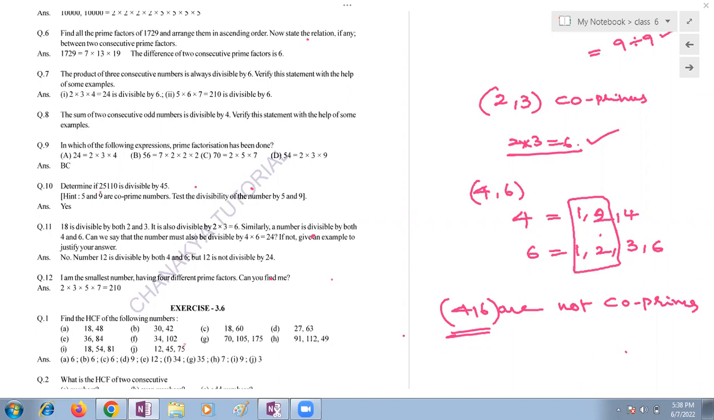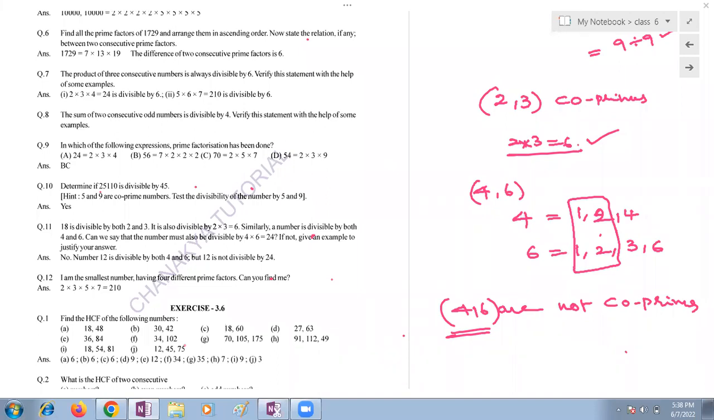This is the way you can justify your answer, because 4 and 6 are not co-prime numbers, so the product 24 is not necessarily a divisor. You can write that by the reason: they are not co-primes. We cannot make a rule here.